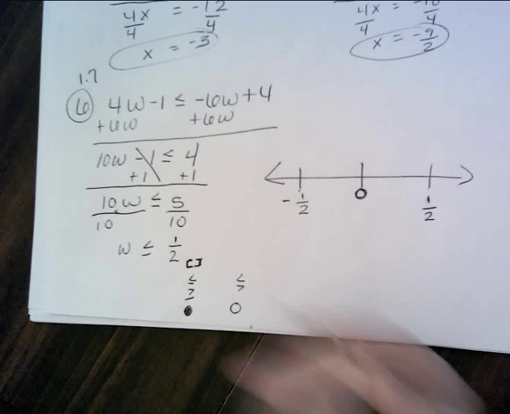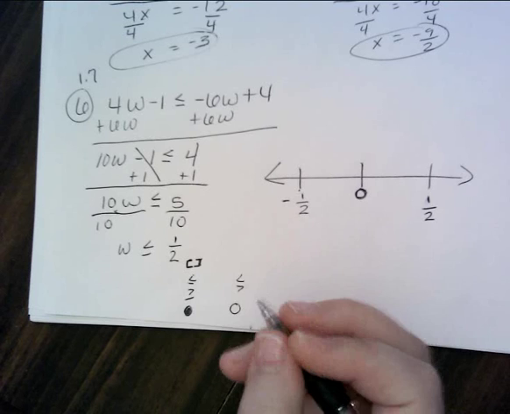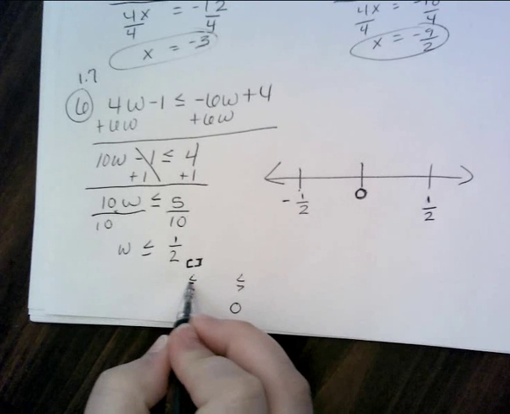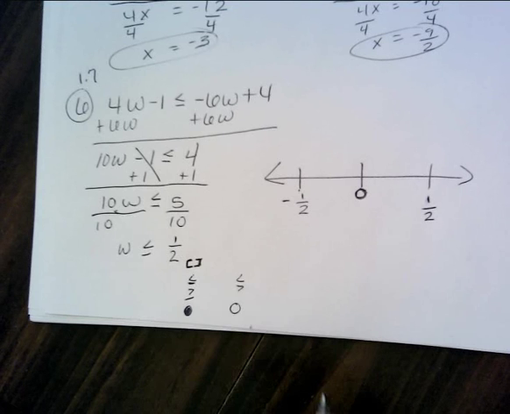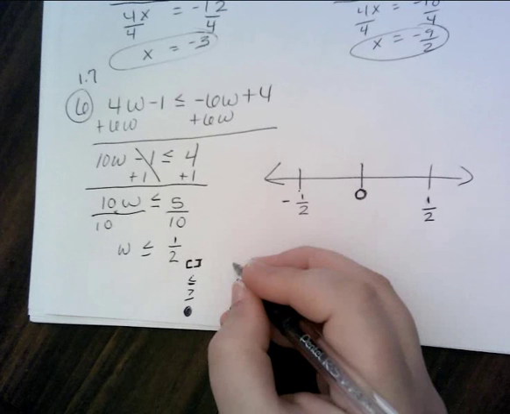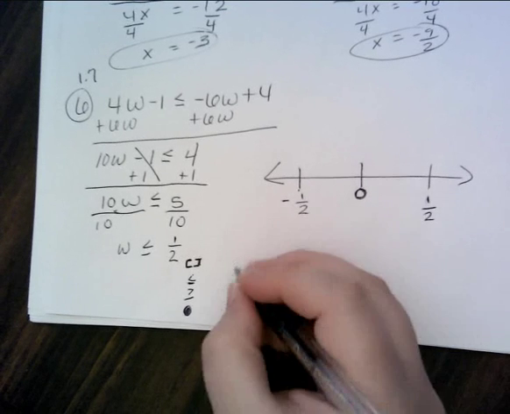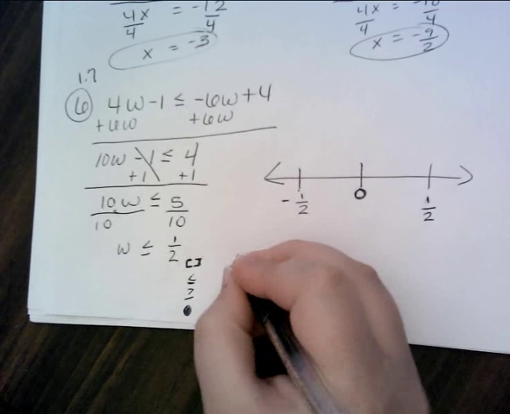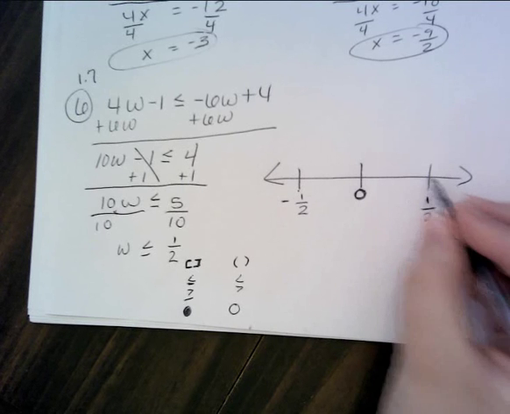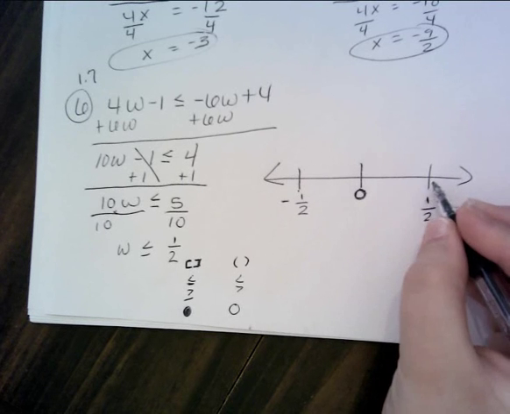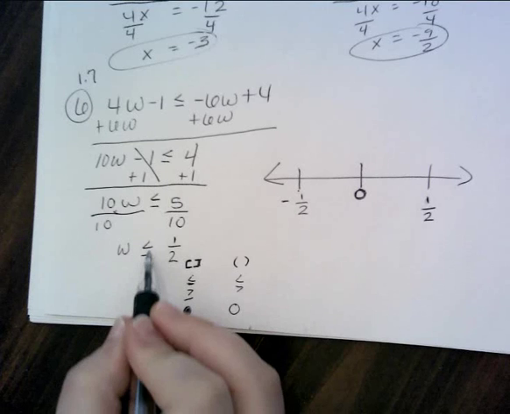Sorry about that. And then for the less than or greater than, you're going to use parentheses, okay? All right, so it says that W is less than or equal to 1/2, which is the number we're working with. So that means that 1/2 is the biggest that it gets. So we put a bracket here, and we shade to the left.